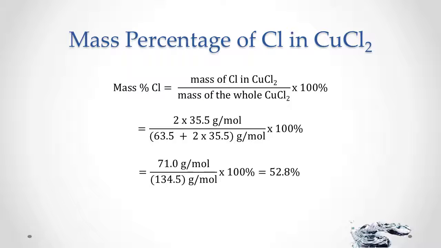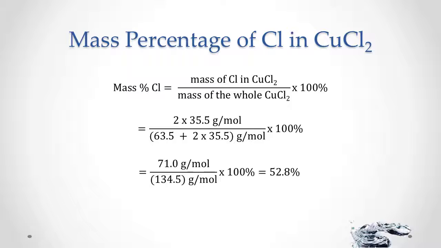So let's look at the periodic table. Copper is going to be 63.5 grams per mole, and chloride is going to be 35.5 grams per mole. So when we set up our equation, we're going to take 2 times 35.5 grams per mole for the grams of chloride on top, and divide that by the summation of 63.5 plus 2 times 35.5 grams per mole to get the mass of the copper 2 chloride on the bottom. When we take it and multiply it by 100%, we're going to get our answer.